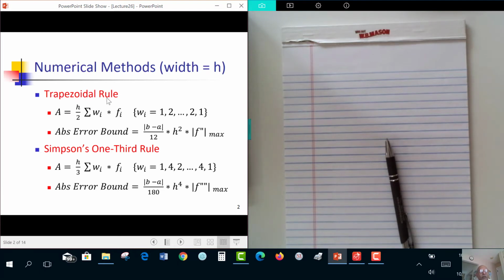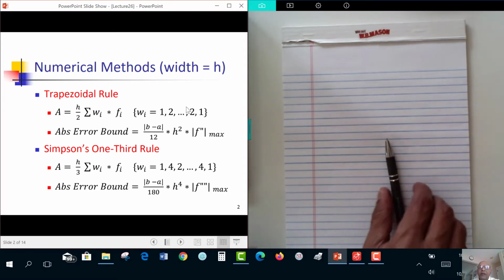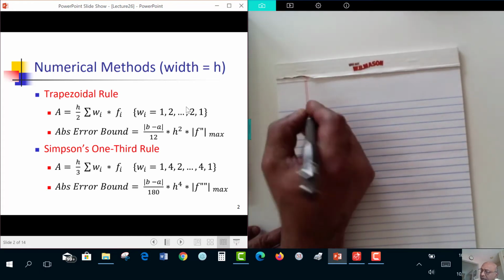We started with the trapezoidal rule. We said we are going to divide the interval AB into equal width strips, and that equal width is h. So we found that in the trapezoidal rule, our area was approximated as h by 2 times a weighted sum of function values. These weights were 1 on each end and 2 at all the points in between.